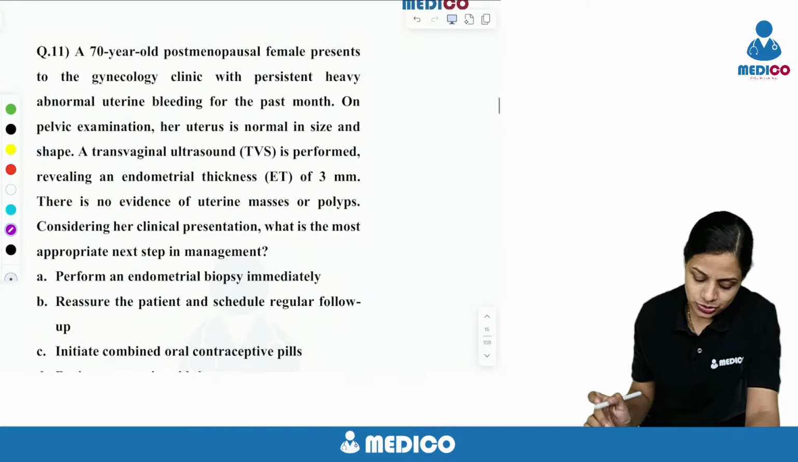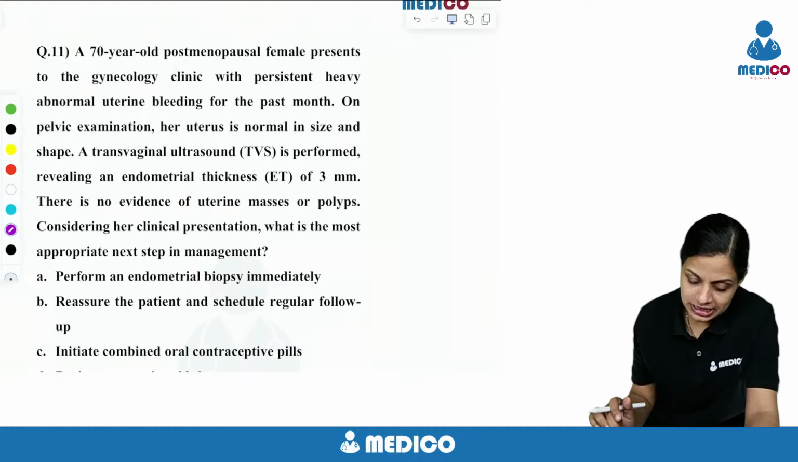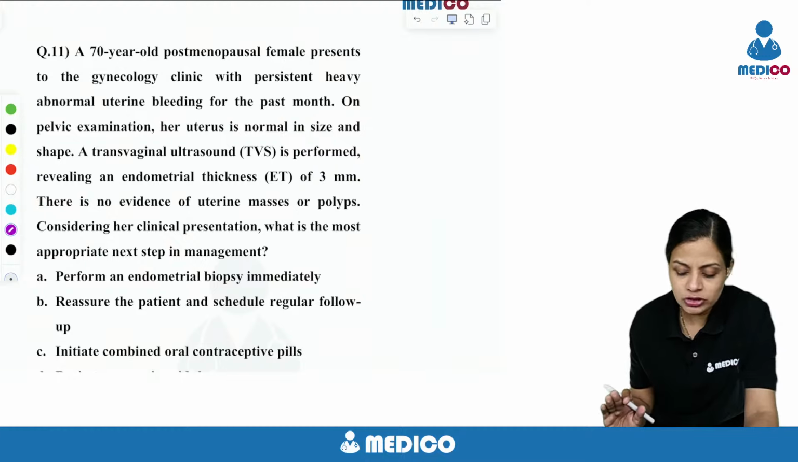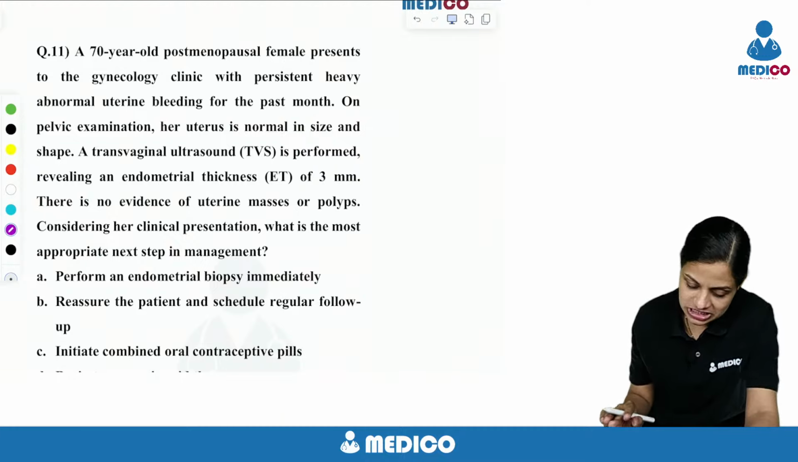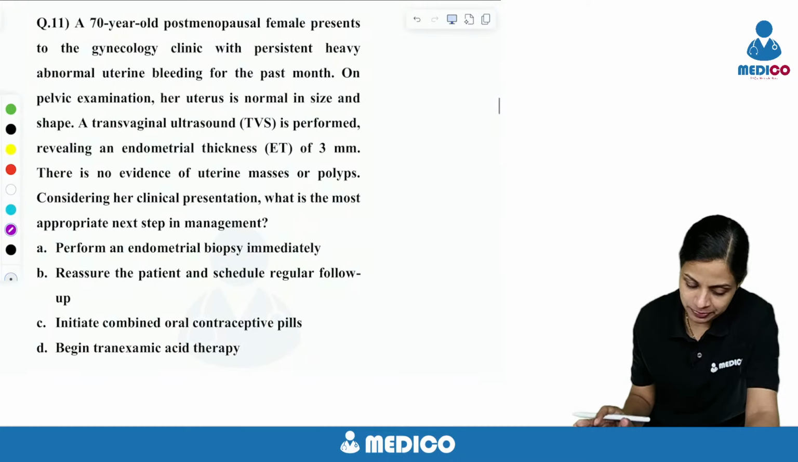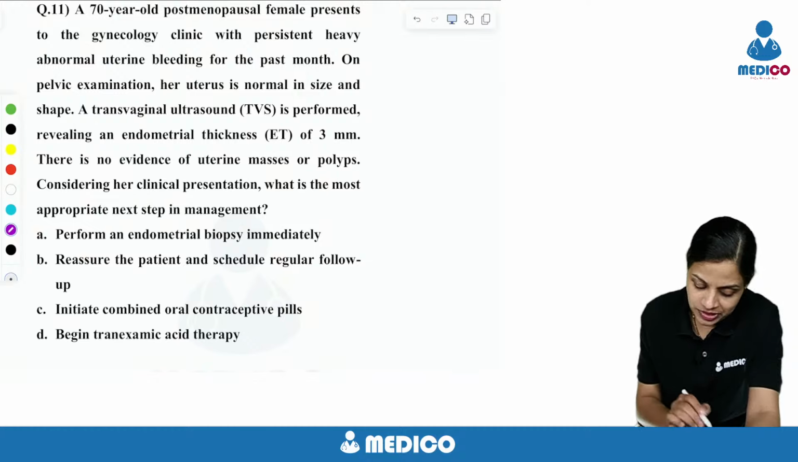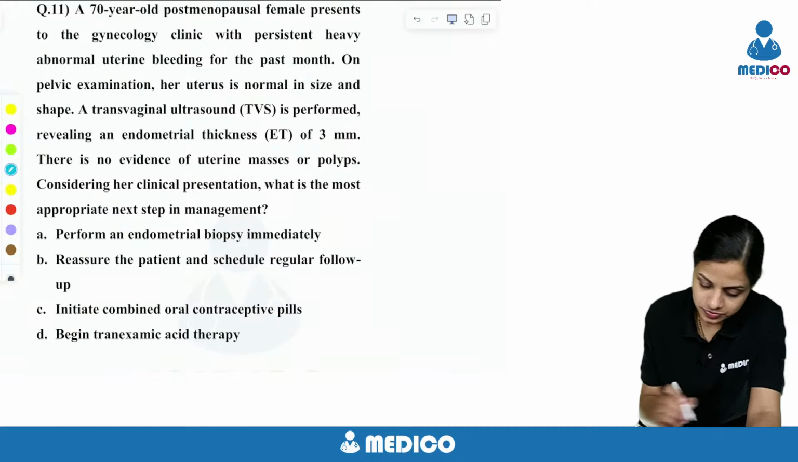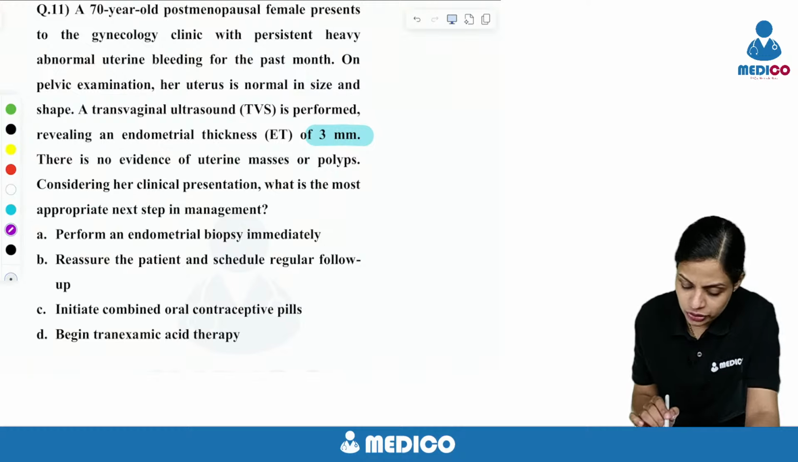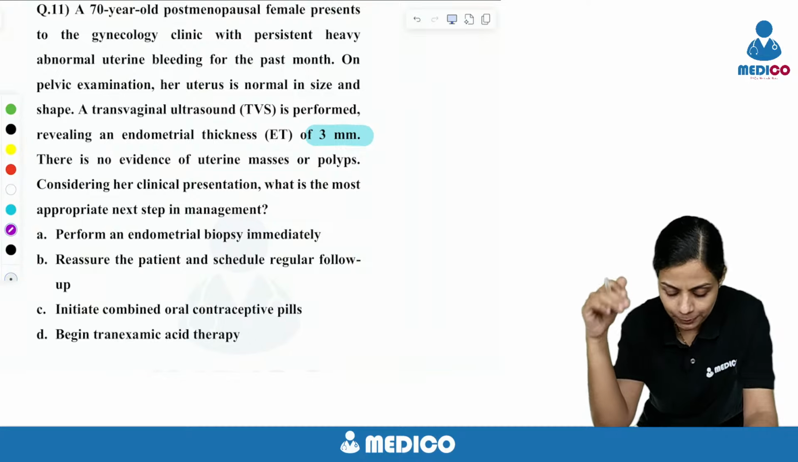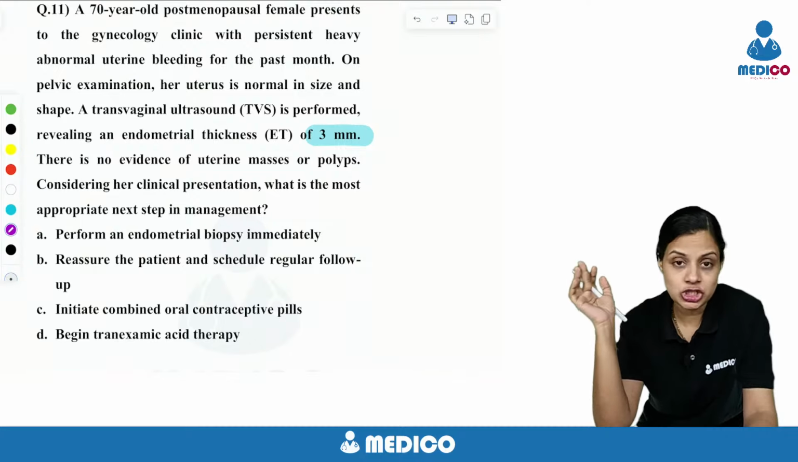Next one. A 70-year-old postmenopausal female presents to the gynecology clinic with persistent heavy abnormal uterine bleeding for the past month. On pelvic examination, her uterus is normal in size and shape. A transvaginal ultrasound is performed, revealing an endometrial thickness of 3 millimeters. Only 3 millimeters is her endometrial thickness. There is no evidence of uterine masses or polyps. Considering her clinical presentation, what is the most appropriate next step in the management?